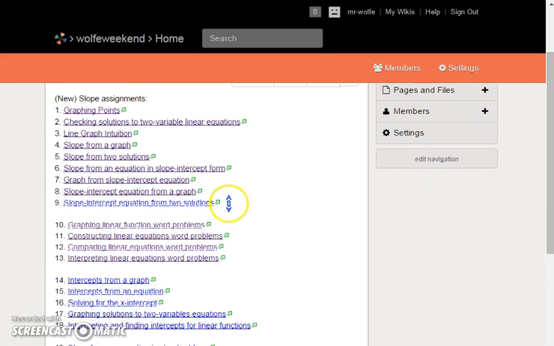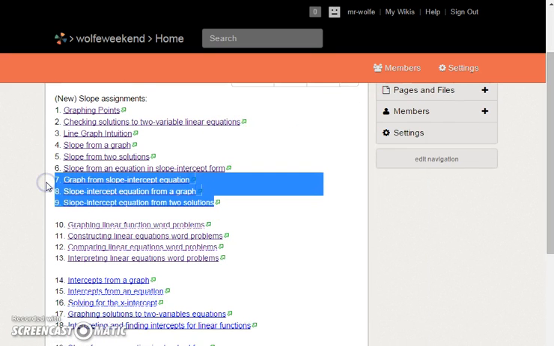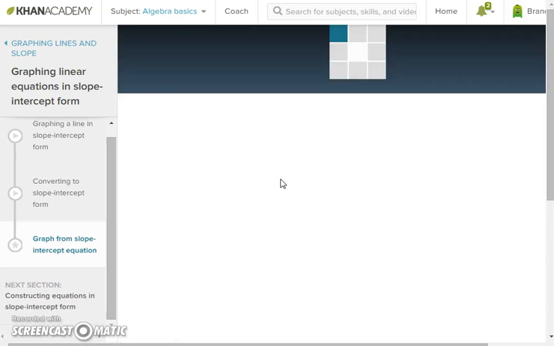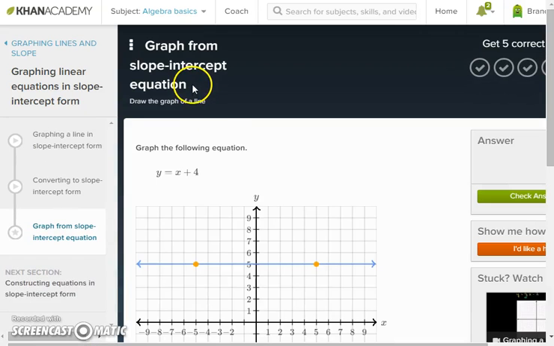Now, there's 3 new assignments that I'd like to talk about this time. 7, 8, and 9. So I'm going to start with number 7. Each one of these has to do with graphing a slope-intercept equation. So number 7, there's a particular way of doing this that makes it easier. The assignment says graph from a slope-intercept equation. So apparently we're making a picture from an equation, and here's the equation.